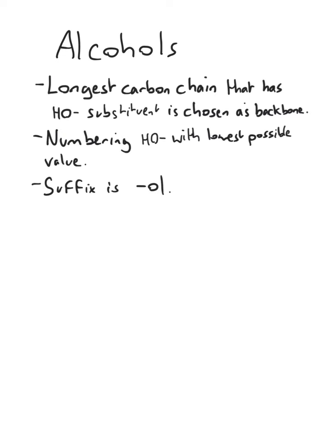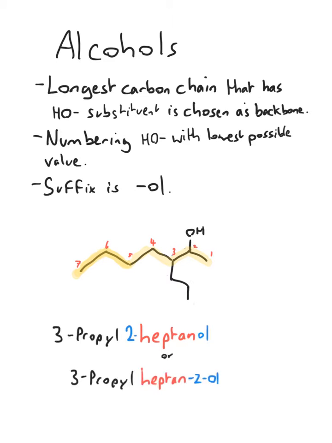When naming alcohols, we look for the longest carbon chain that has the hydroxy substituent on it, and we choose that as the backbone. We then must number the chain with the hydroxy group having the lowest number possible. The suffix we use is "-ol".